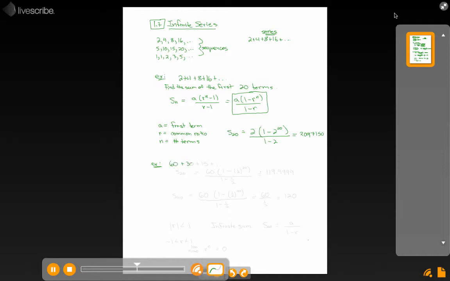60 plus 30 plus 15 plus ... And I was asked once again to find the sum of, let's find the sum of the first 20 terms. So it's convenient. This time it's going to be the first term, which is 60, times 1 minus the common ratio. Now in this case the common ratio is a half. We're multiplying by a half every time, so 1/2 to the 20, and then divided by 1 minus a half. So let's figure out what that gives us.